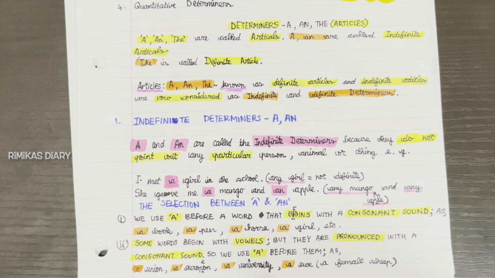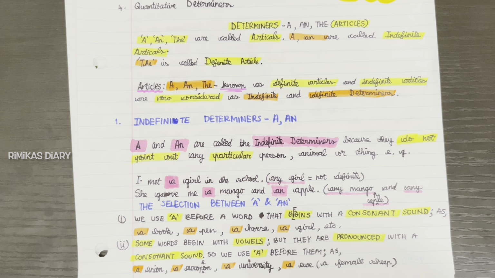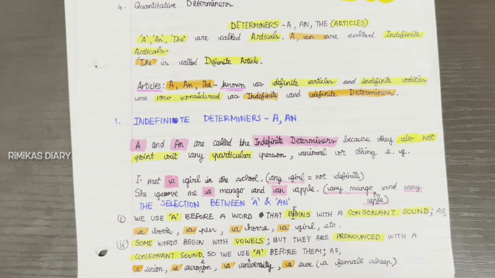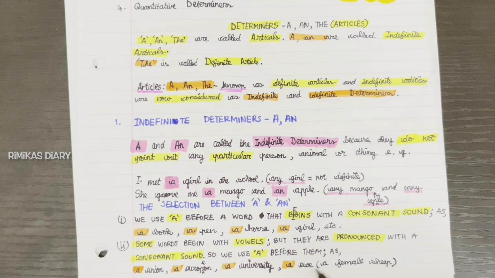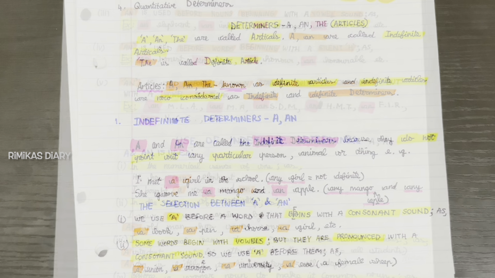In these words, the U sounds like a consonant, like the 'yu' sound, as in union, university. So we put a at the starting. For European, the starting sound is 'yu', and that's a consonant sound. So we're using a. And for ewe here, that's a consonant sound. So we are using a at the starting.